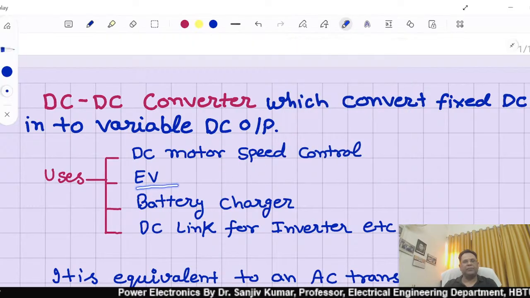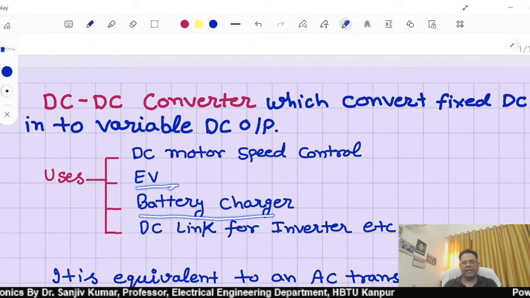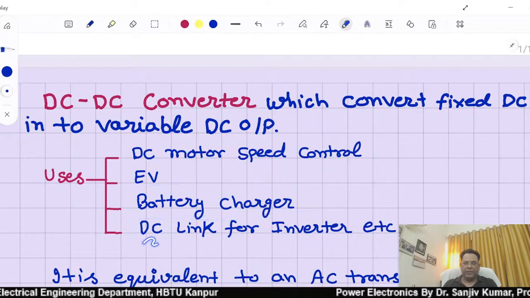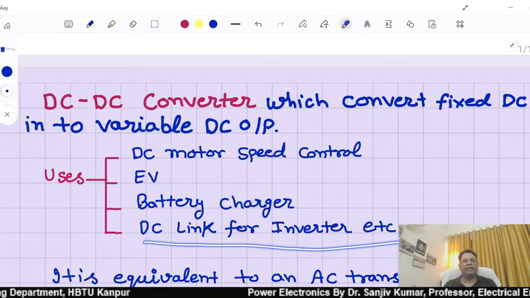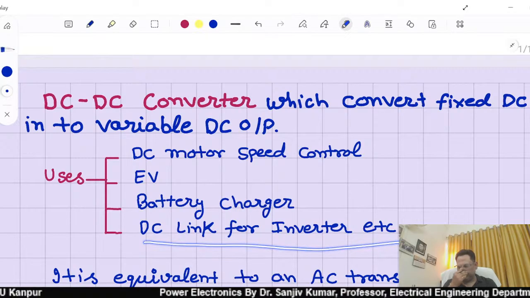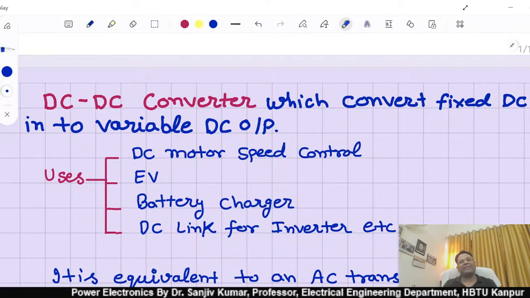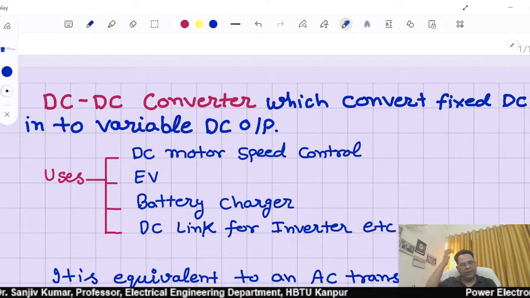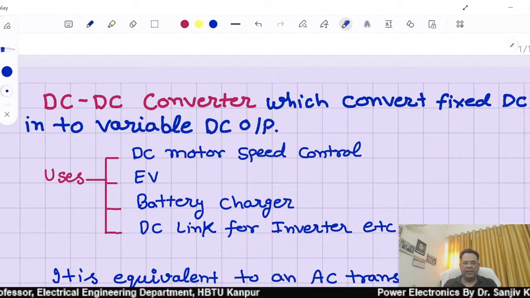Likewise, these are used in electric vehicle systems. They could be used as battery chargers. They could be used to provide a variable DC link in case of external voltage control of our inverter. Right? For that purpose, they are used.